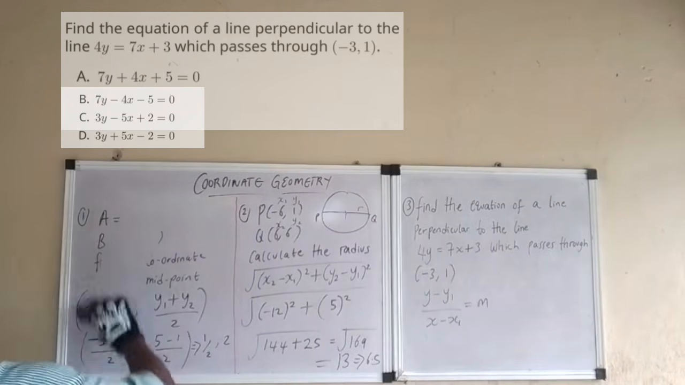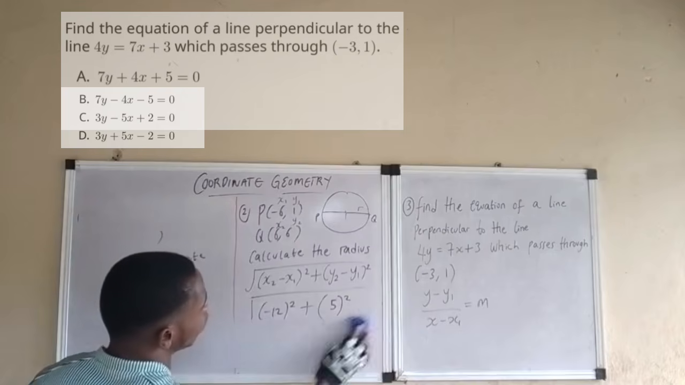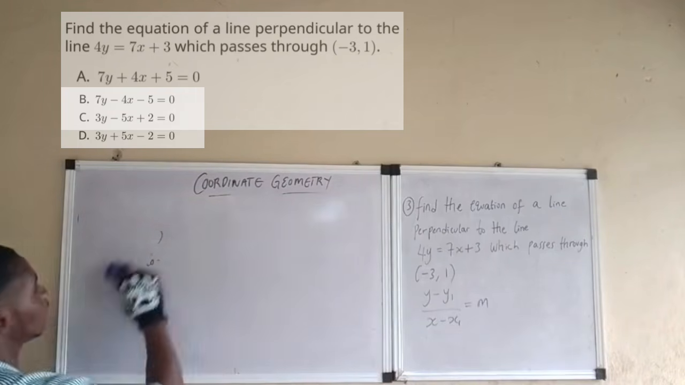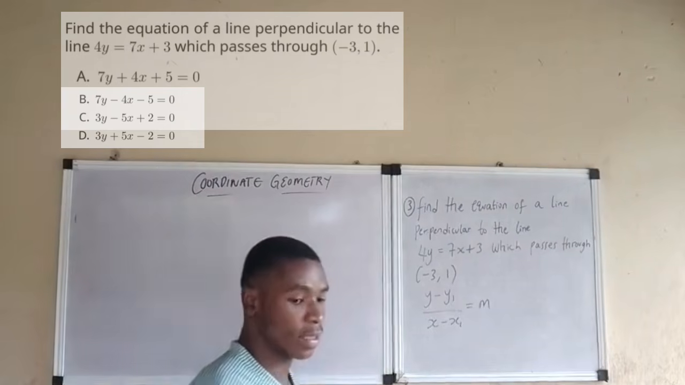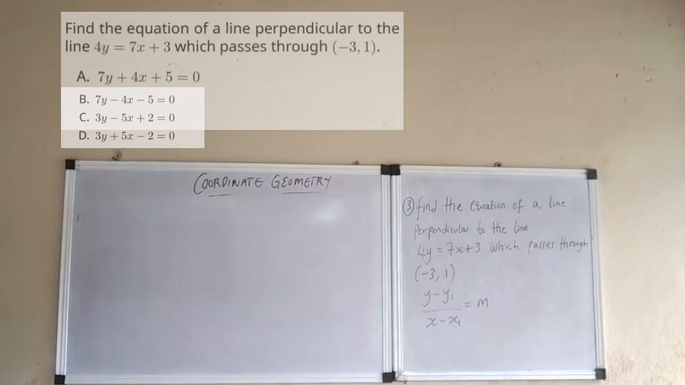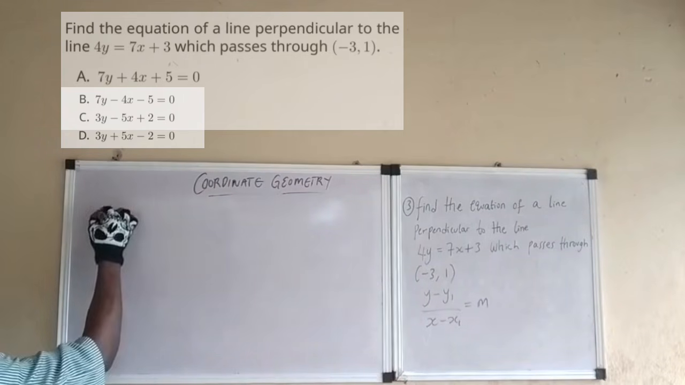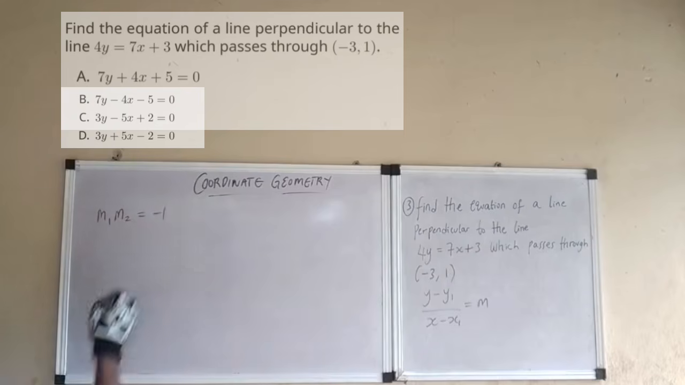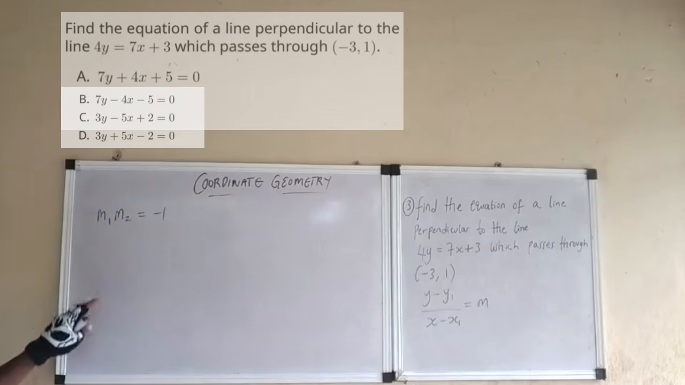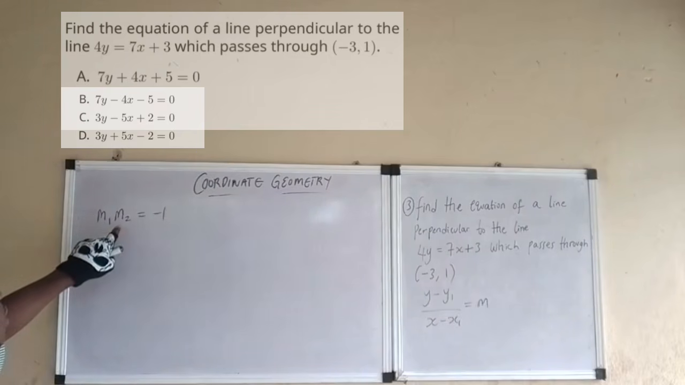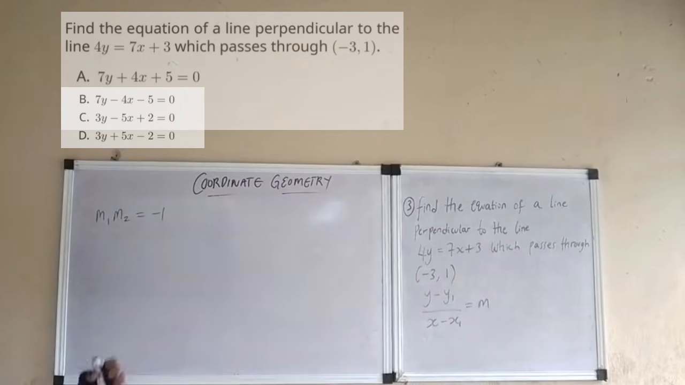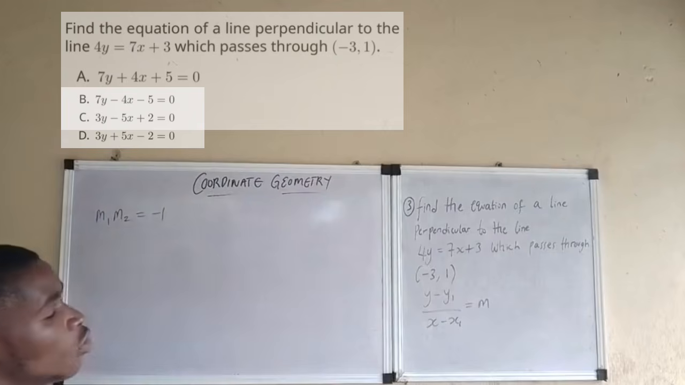I'm going to wipe this part so we can use it to dissect the question. So this line is a perpendicular line, and for perpendicular lines, the relationship between the gradients has a formula: m1 m2 equals minus 1. So when you have two perpendicular lines, the gradient of the first line times the gradient of the second line always gives us minus 1. That's for a perpendicular line. But if it's a parallel line, the gradient of the first line is the same as the gradient of the second line.